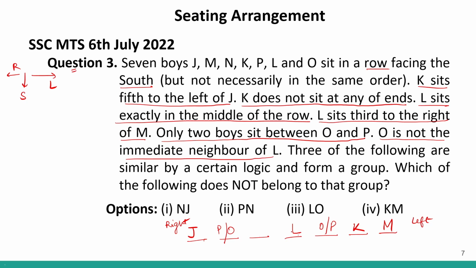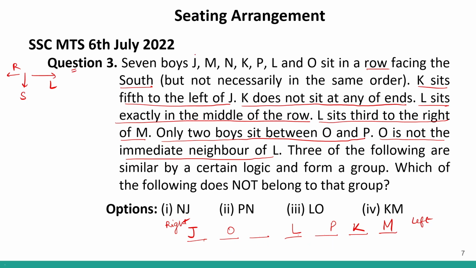So if it is not the immediate neighbor of L, that means O cannot come here. O cannot come here and O cannot come here because they are not the immediate neighbors of L. That means they do not sit next to L. So if O cannot come here, we will have P over here. And if P is over here, O will be over here. Correct?